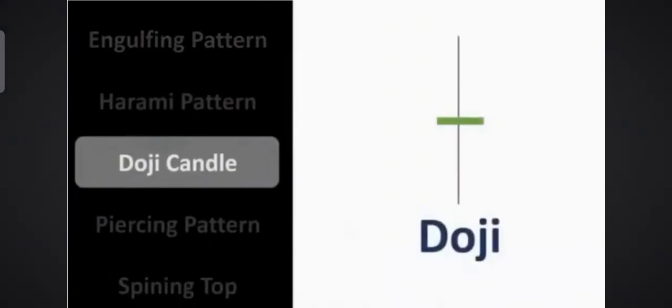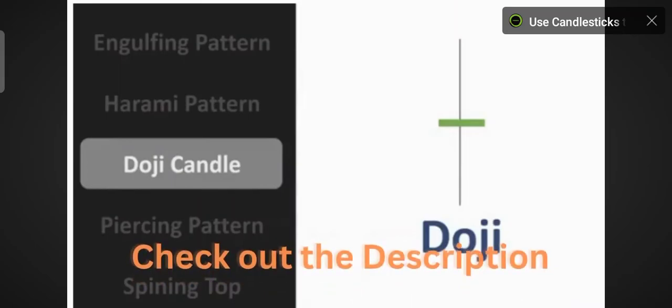Next one is the doji candle. Now as you can see on the screen, the doji is a candle which has a very small tiny body but a long wick. Now in case you don't know what a wick is, what the body of the candle is, I have explained it in one of my videos. It may be flashing above or you can check out the description.